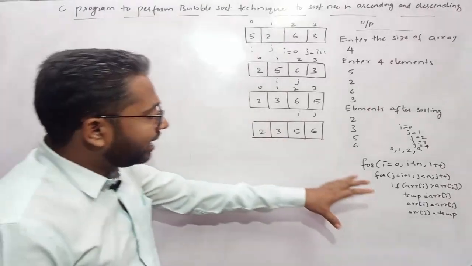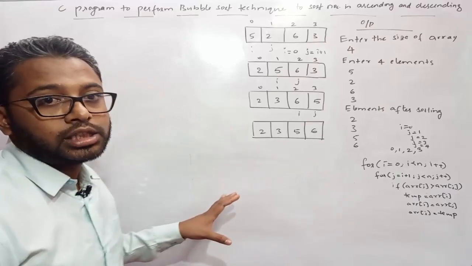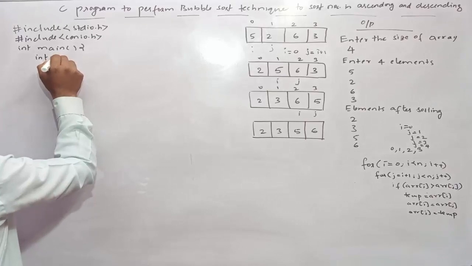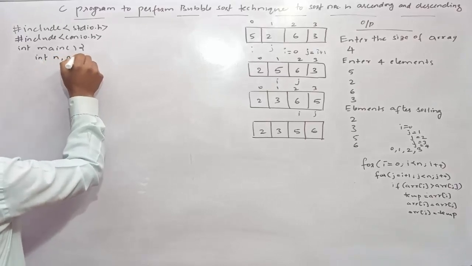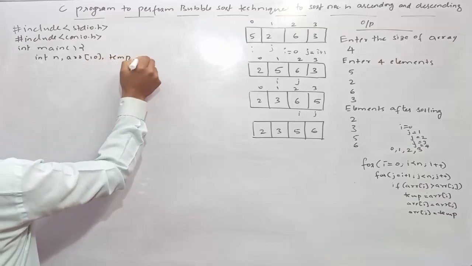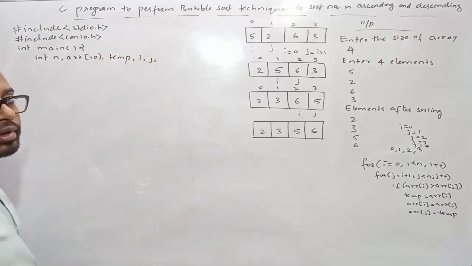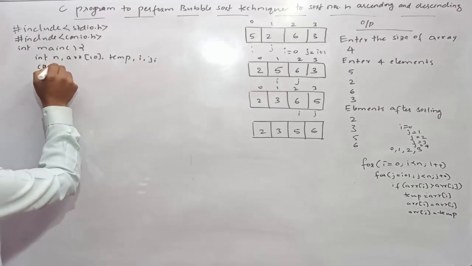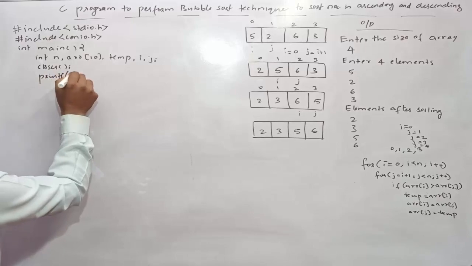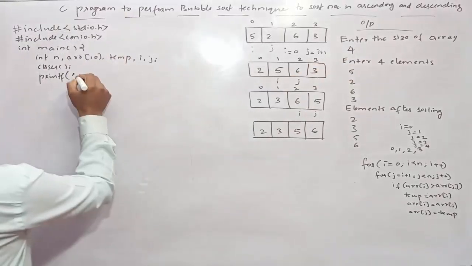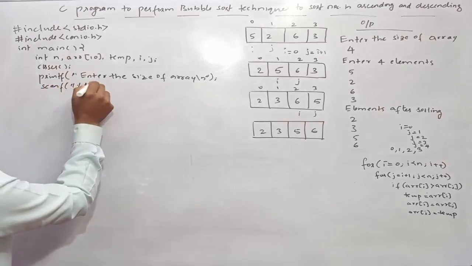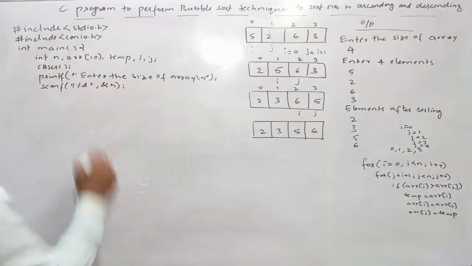Okay, so now we will apply this logic to write a C program. We will declare the variables. We want a variable n and we require an array, and we require temp, I and j. Then clear screen and we will display a message, enter the size of array, and we will take that input, %d ampersand n.